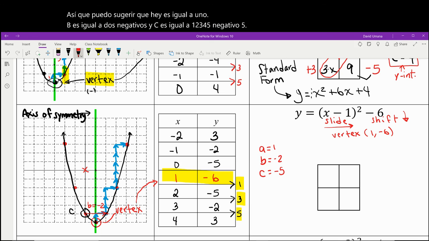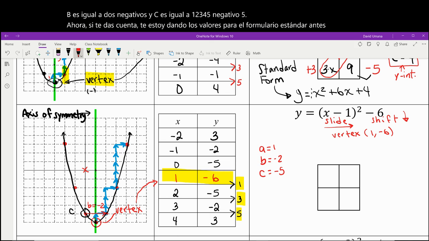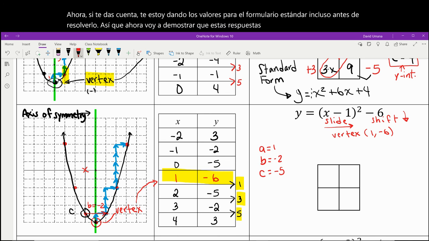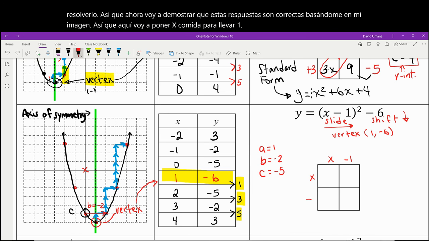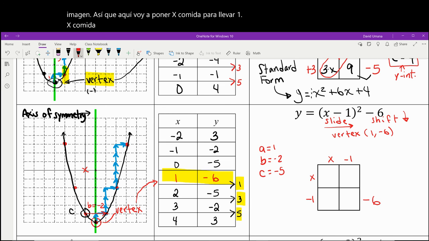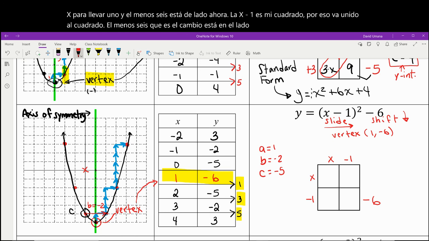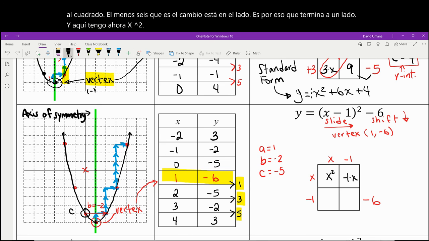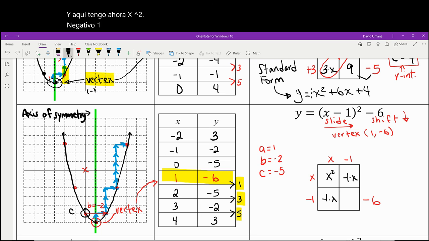Now, if you notice, I'm giving you the values for standard form before I even solve it. So now I'm going to prove that these answers are correct based on my picture. So in here, I'm going to put x take away 1, x take away 1, and the -6 is on the side. Now the x minus 1 is my square. That's why it goes attached to the square. The -6, which is the shift, is on the side. That's why it ends up on the side. In here, I have now x squared, -1 times x, -1 times x, and a +1 answer.